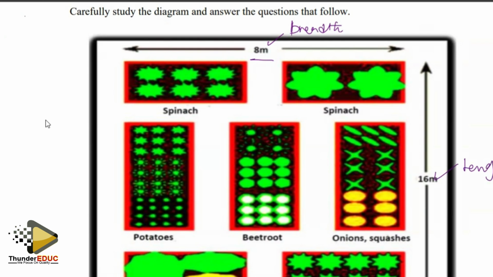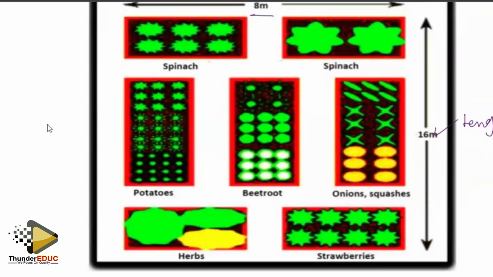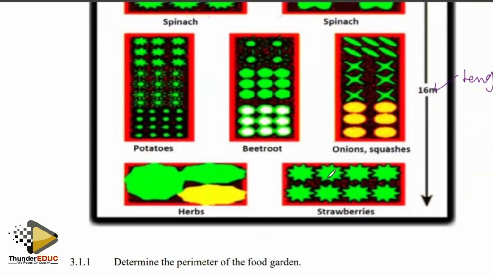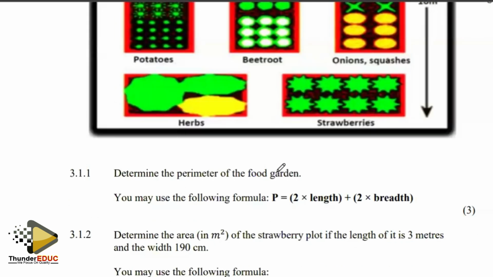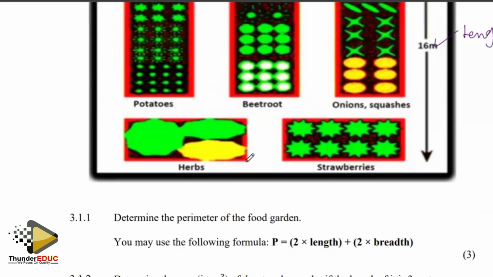Okay, so how many gardens do we have? We have 1, 2, 3, 4, 5, 6, 7. There are 7 gardens of different vegetables. Determine the perimeter of the food garden, the whole part of it.